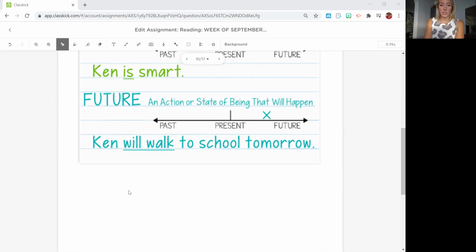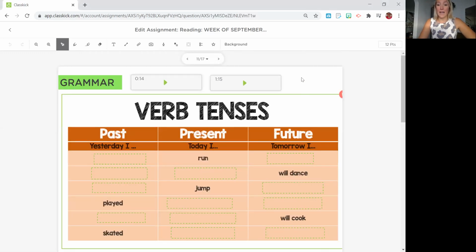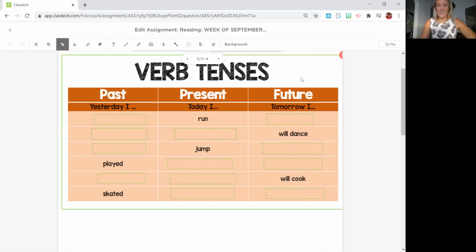And then future. Future tense is what happens tomorrow. So tomorrow, Kent will walk to school. When we are talking about the future, what is going to happen, we use the linking verb will. Will walk. When I was looking through your assignments from last week, I saw that some of us got very confused on how to work this chart.